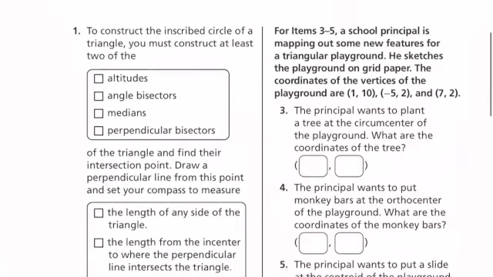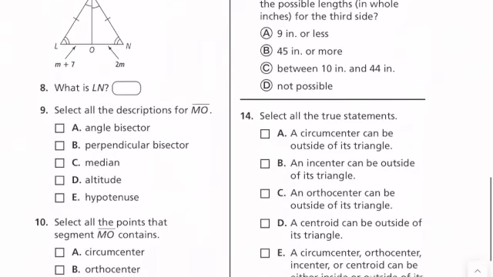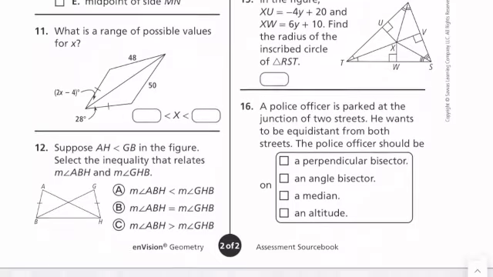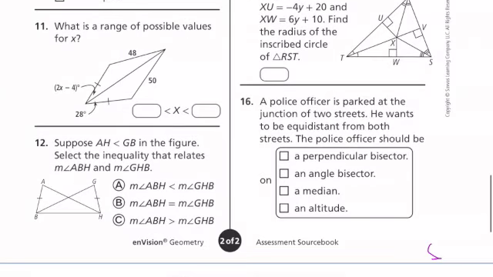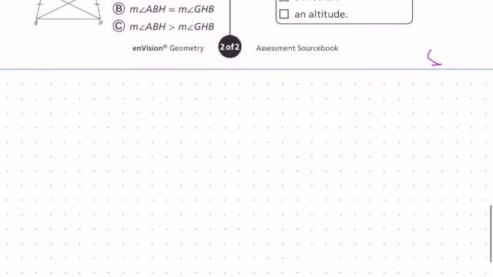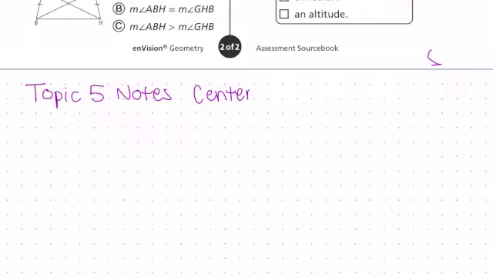It's not very long, but it's very important, because what we are going to be talking about with this lesson is our 4 centers of a triangle. So you're going to put topic 5 notes. And we're going to put centers of triangles.